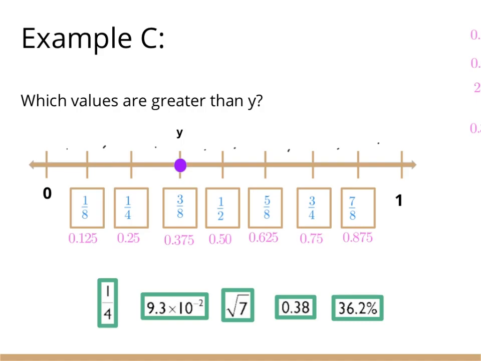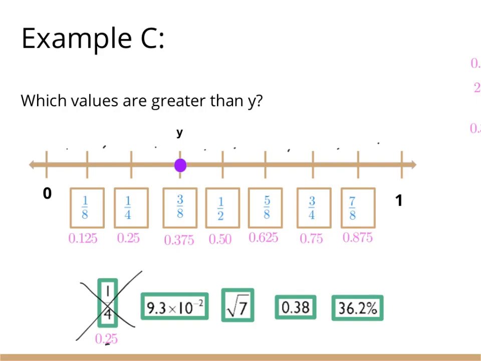So I'm going to start by turning 1/4 into a decimal. So I've got 1 divided by 4. That's going to give me 0.25. Is 0.25 bigger than 0.375? I don't believe so, because the 2 is smaller than the 3, so that is not a correct answer. I can move on to the next one.